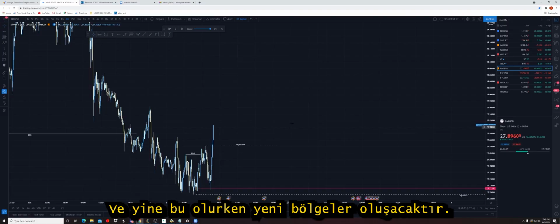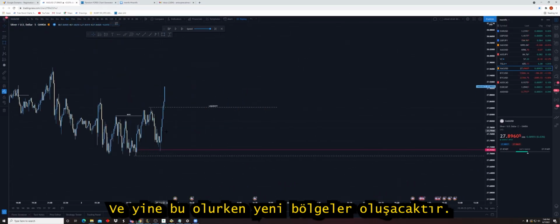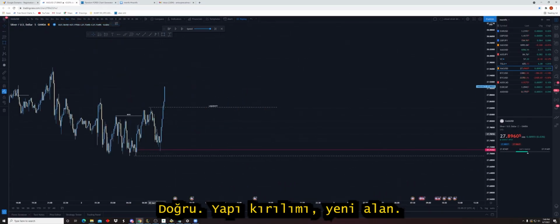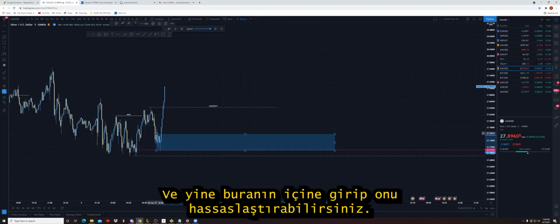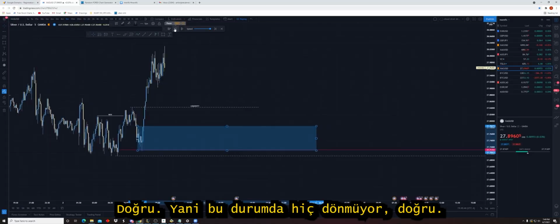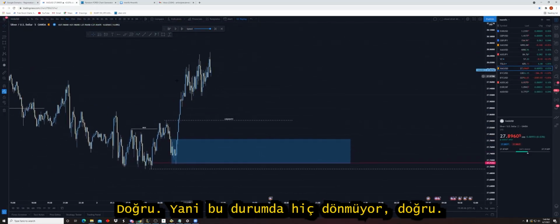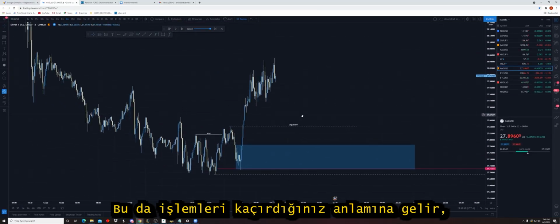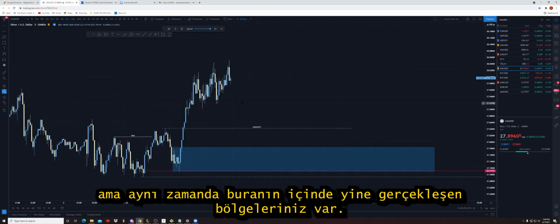And again, as this is happening, you will have new zones formed, right? Break of structure, new area, and again, you can go inside here and refine it. Now, there's nothing stating that it's going to make its way back down there, right? So in this case, it doesn't, right? At all, which means you miss out on trades. But at the same time, inside of here, you have zones again that are happening, right?